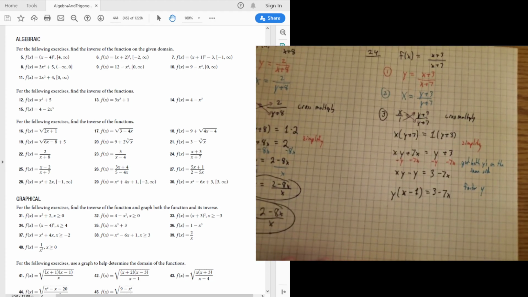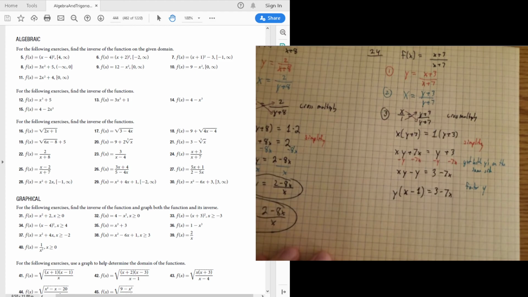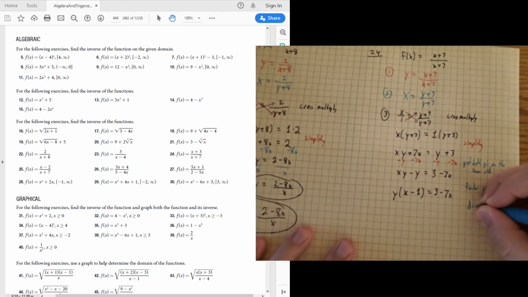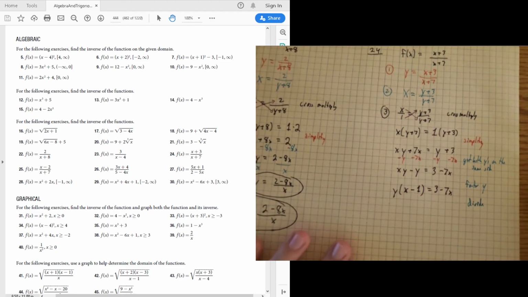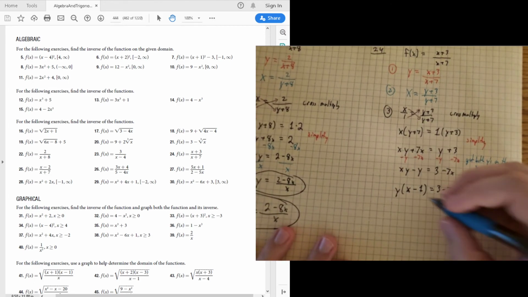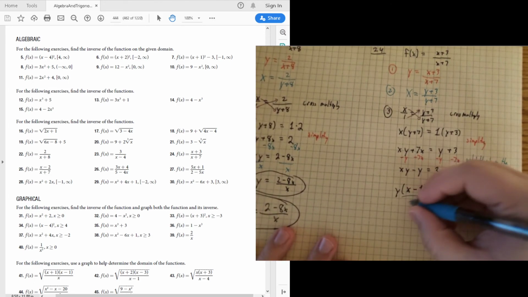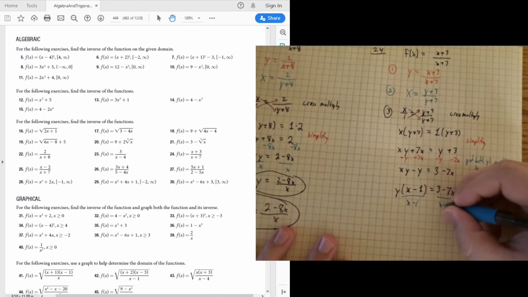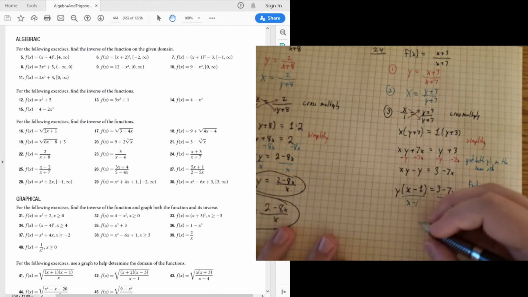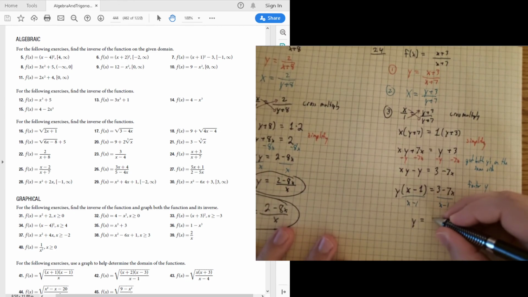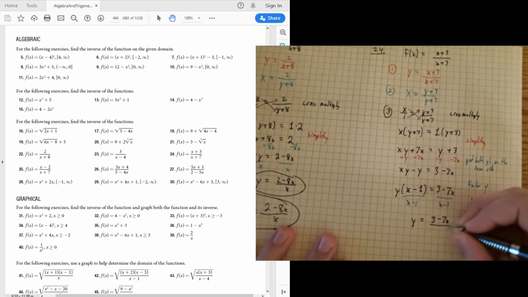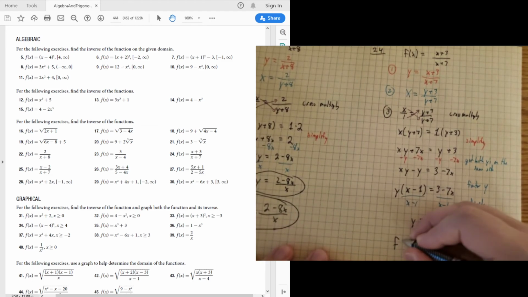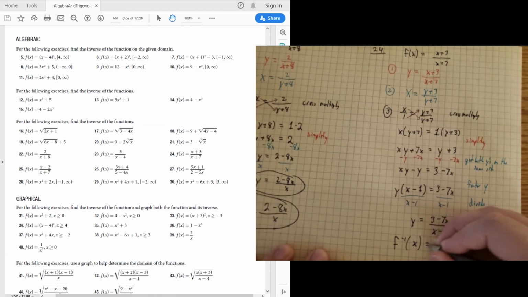Last thing, I want to make sure to get y by itself. How do I get y by itself? I'm going to divide. Remember, I can add and subtract, multiply, and divide to both sides. And in this case, I'm going to divide by x minus 1 on both sides. So I get y by itself equal to 3 minus 7x over x minus 1, which means that my inverse function is equal to 3 minus 7x over x minus 1.